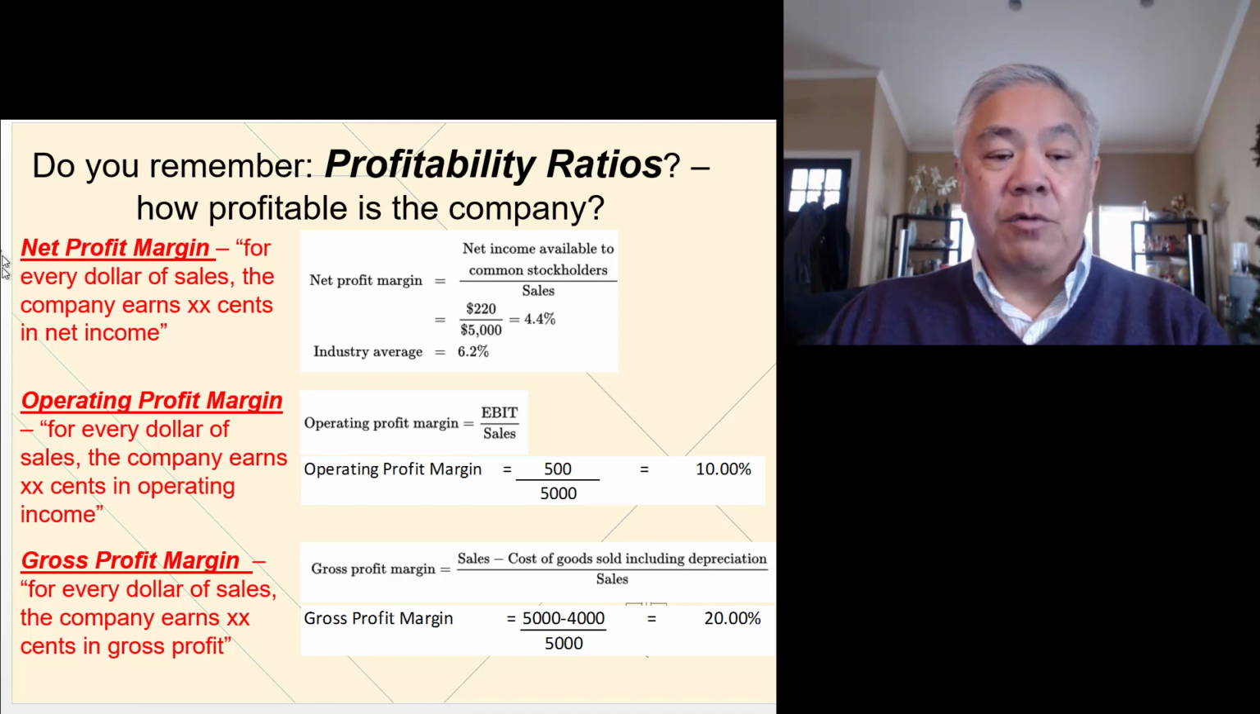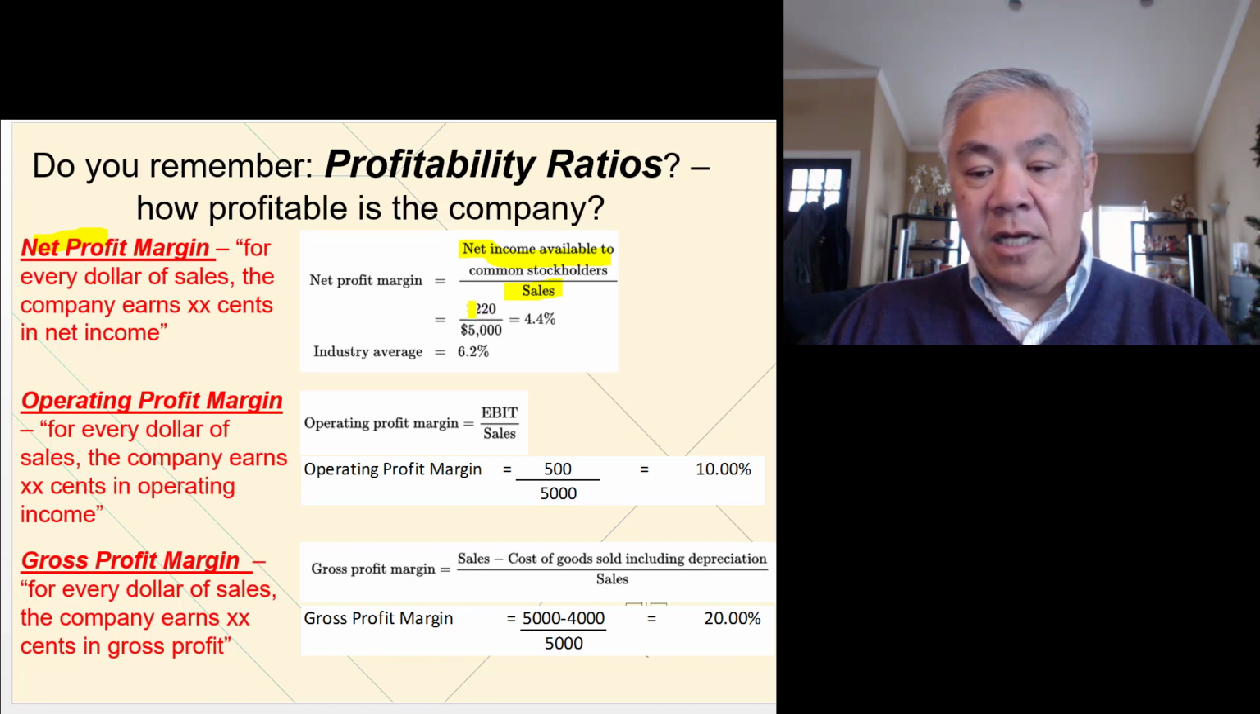So the next group is a different set of ratios, and this set of ratios deals with profitability. And we'll look at a couple of different levels of profits to do the analysis. First is net profit margin, and that's the net income attributable to common shareholders divided by sales. We looked at this measure the other day in class when we looked at the MicroDrive financial statements.